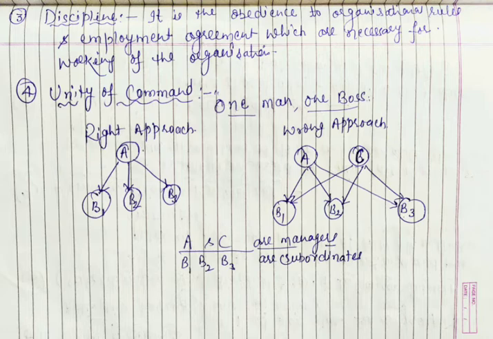Next principle is the principle of unity of command. According to this principle, one person should receive orders from one boss at a time, and that person should be answerable only to that superior or senior in case of completion of his job. I had drawn a diagram for explaining this principle.